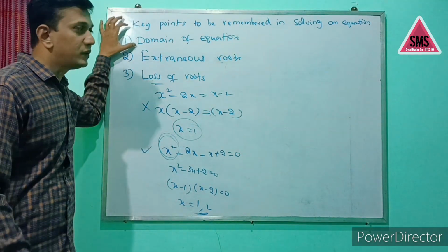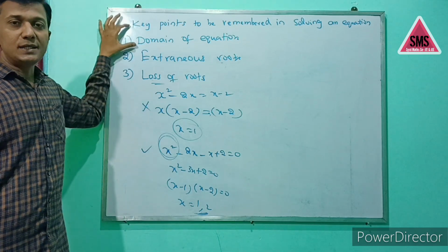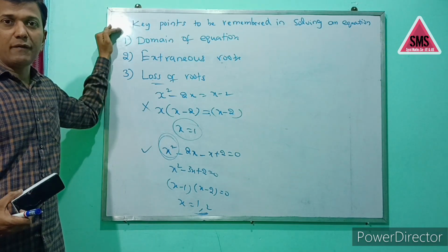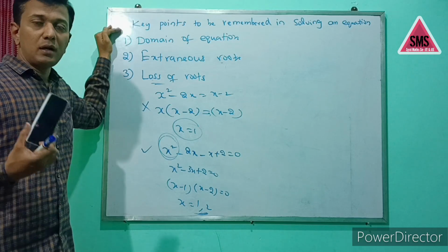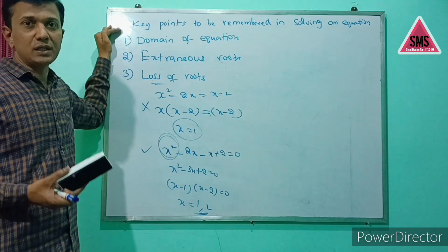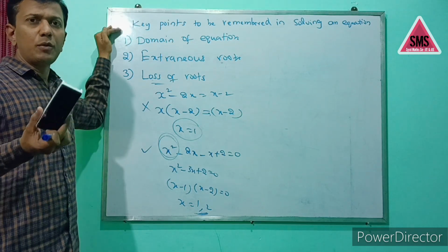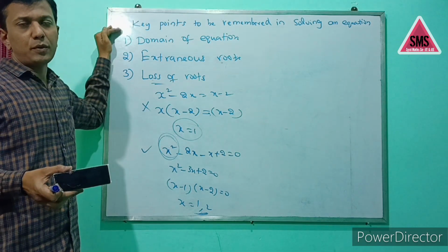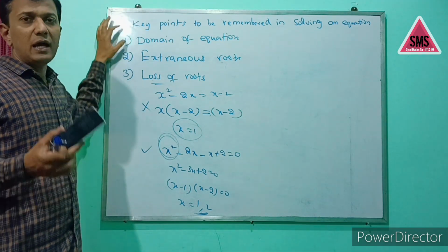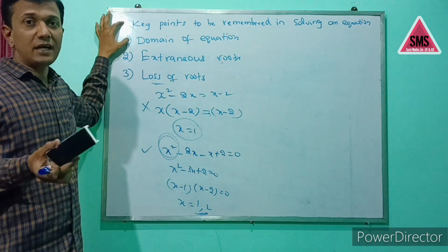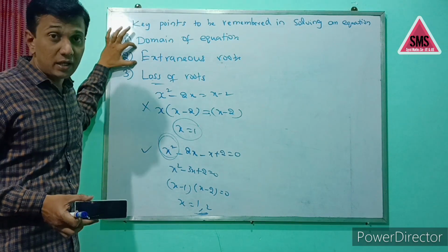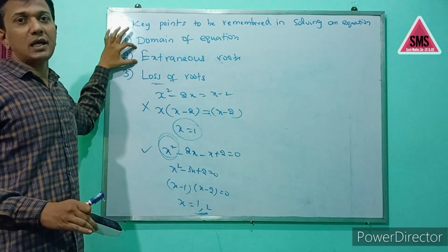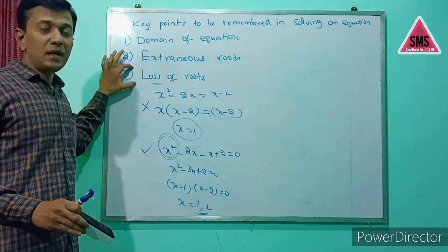So key points which we have to be concentrated. While solving an equation, domain of an equation, we have to choose a domain. So domain of an equation is nothing but an equation contains expressions or functions, different functions. It can be between numerator and denominator, or in a product you may have rational and irrational product. So in such conditions we have to decide the domain which is satisfying both the functions. Similarly, extraneous roots, extra roots, we are getting some extra root which is not satisfying the given initial condition. The third one, loss of root.